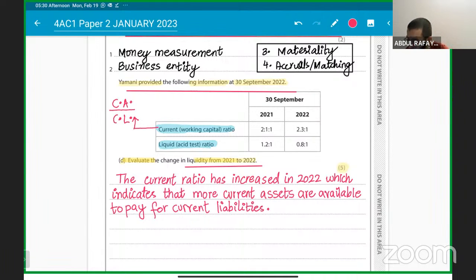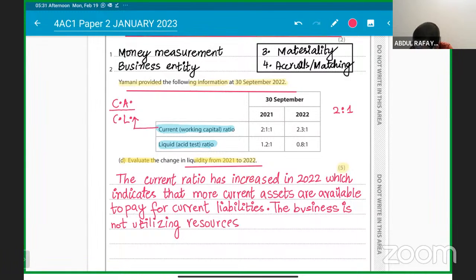However, the ideal ratio is 2:1. So you can write down that the business is not making efficient use of the resources. There are still idle resources, the business is not utilizing resources properly. Understood? Getting it? So you can write this down, and you can write down more points as well, whatever comes to your mind.